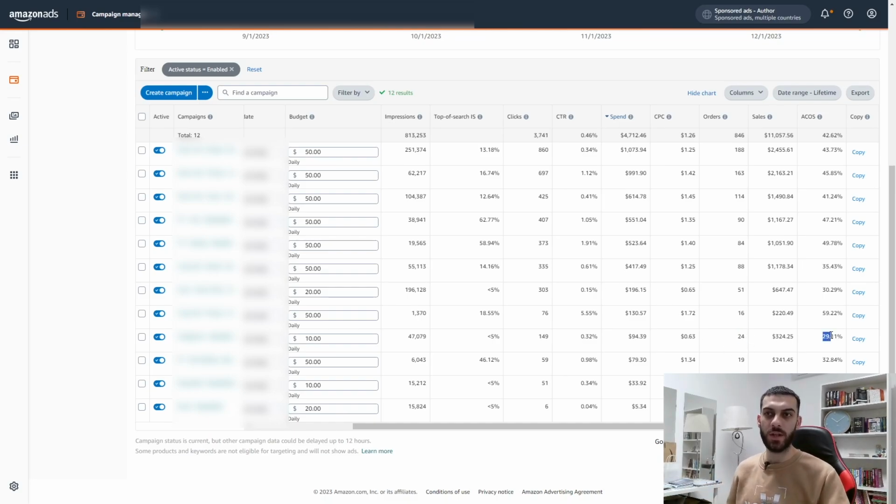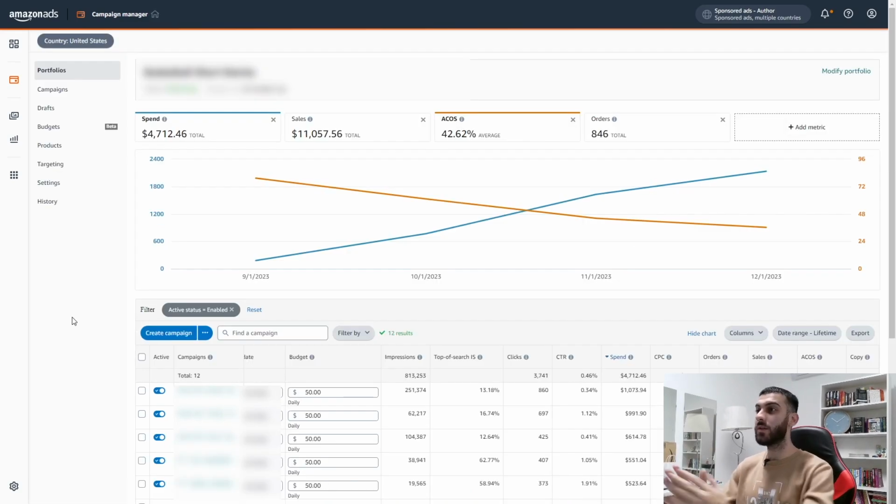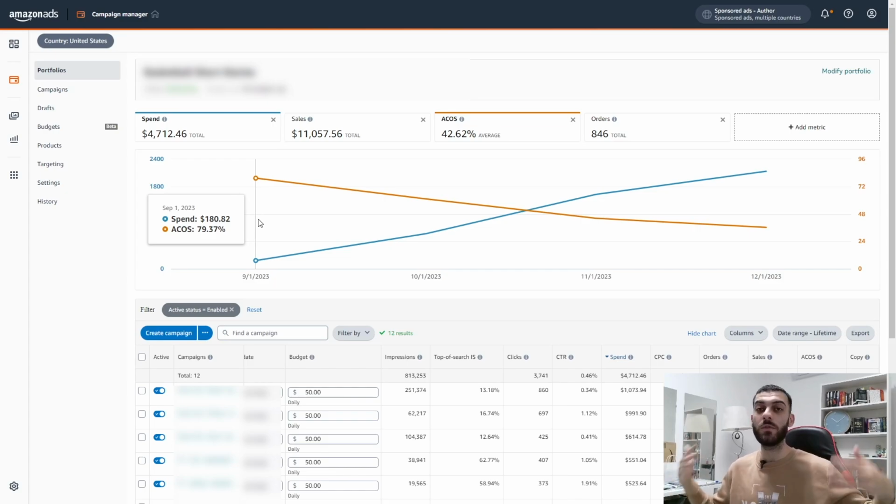So this one here, 29% ACOS. This one here is 32% ACOS. All of these campaigns are actually making me money. Not even break even, they're making me money. And you can see overall in the lifetime, my first month I got 79% ACOS, which a lot of you guys are going to consider high, but I was in phase 1. I wasn't paying for the ACOS. I was paying for the data.